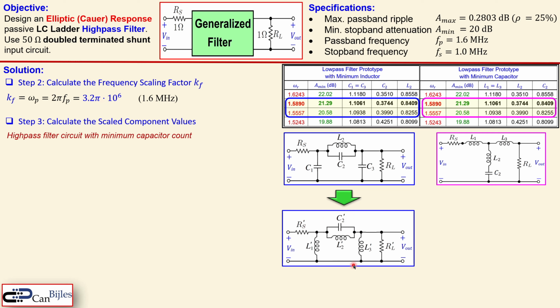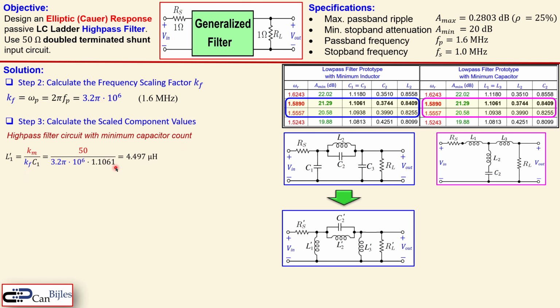That means it must also be scaled up to get these specific frequencies. We will also do that shortly for the other variation. And now you see that this circuit, which was in the low pass prototype format of minimum inductor, is now minimum capacitor. That's also what we have here, so that is now complementary.